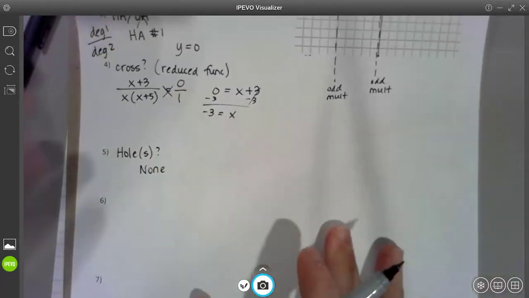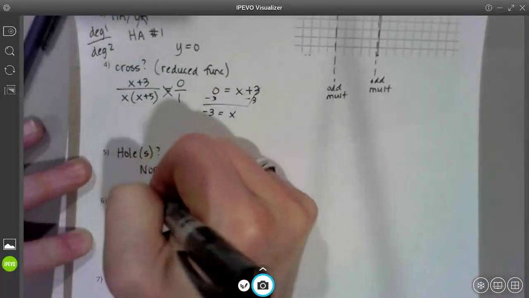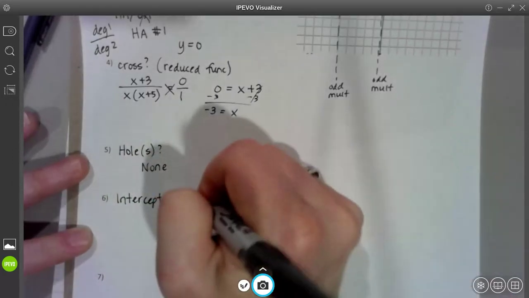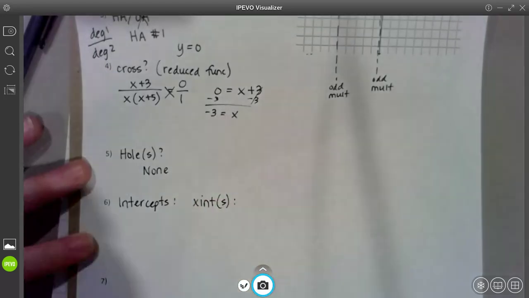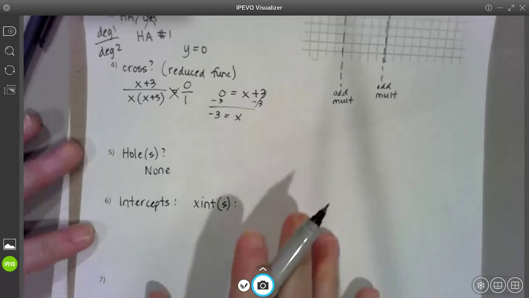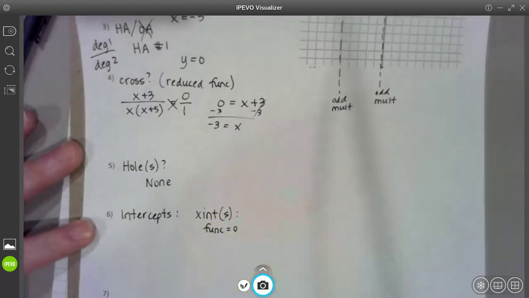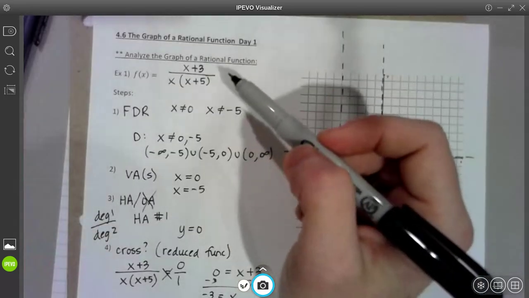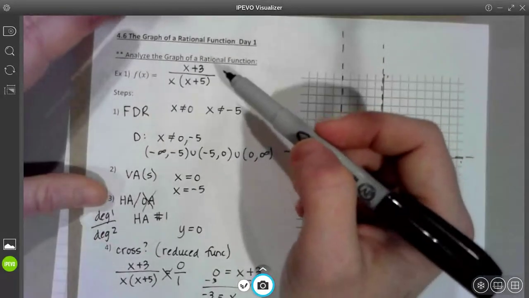Okay, step 6, I want you to get your intercepts. All right, so x-intercepts. There can be 1, there can be none, there can be more than 1. Guys, your x-intercepts, remember you're looking for x when the function equals 0. So to find it, you literally just set the function equal to 0. If it reduced, you would take the reduced function because there's no need to go back to the full-on version. You would take the reduced function and set it equal to 0.